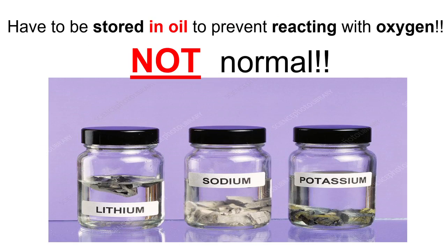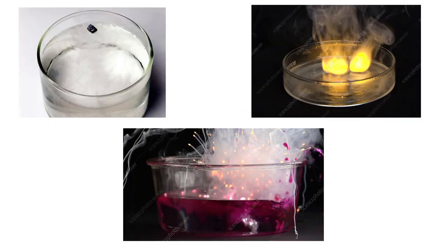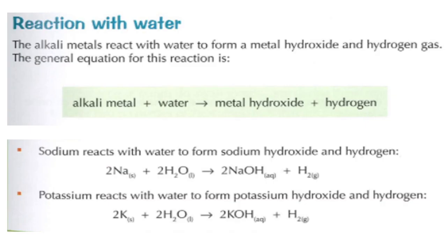As you can see, their density is increasing here, and they get more reactive as you go down the group, and you need to be able to explain why. Lithium fizzes, sodium has an orange flame, and potassium kind of explodes with a lilac flame. They get more reactive. Here are the general equations, and as you can see, hydrogen gas is being produced.